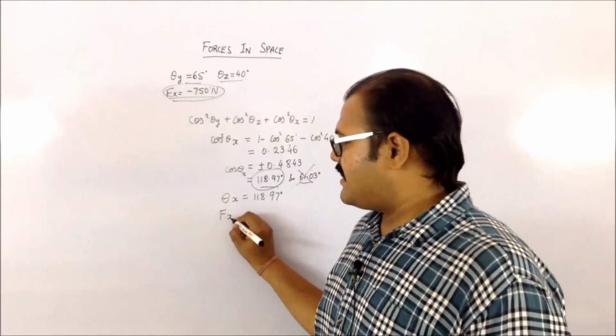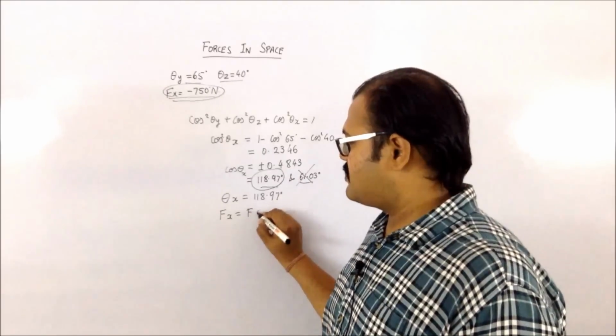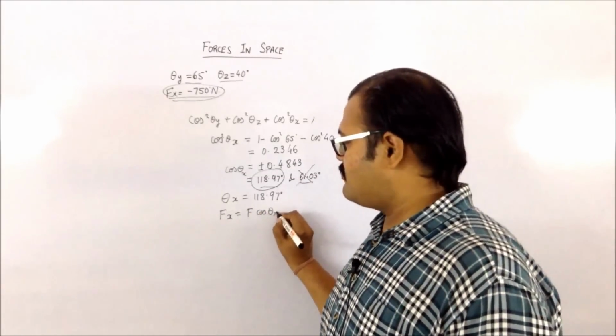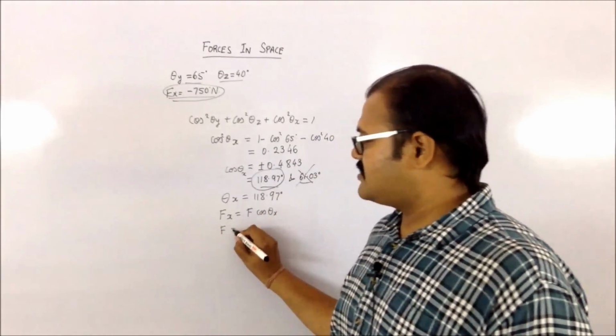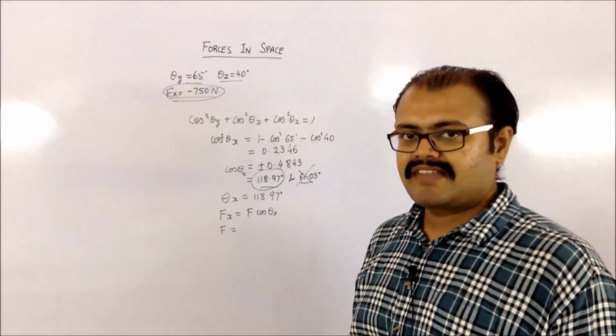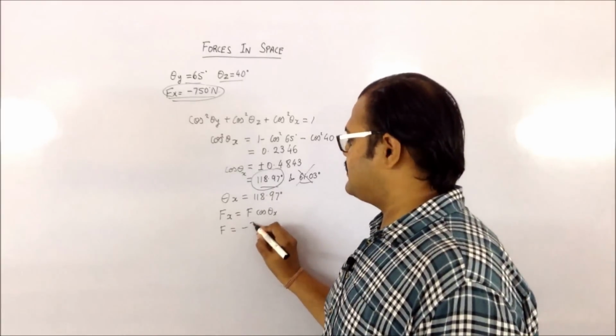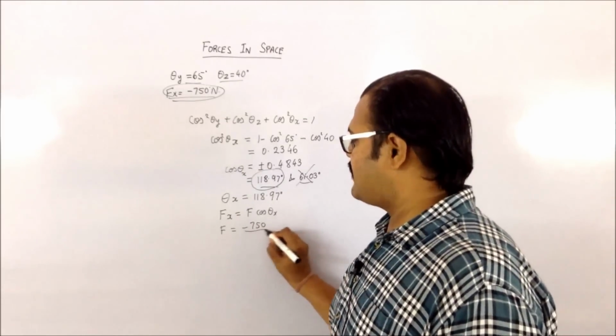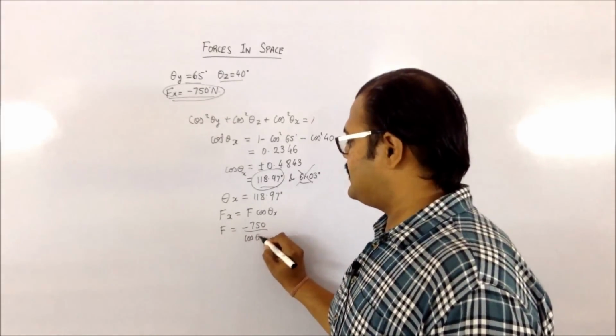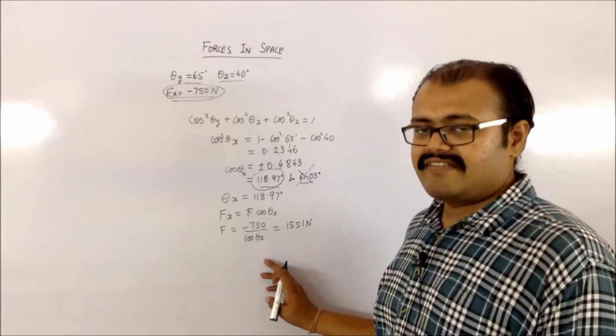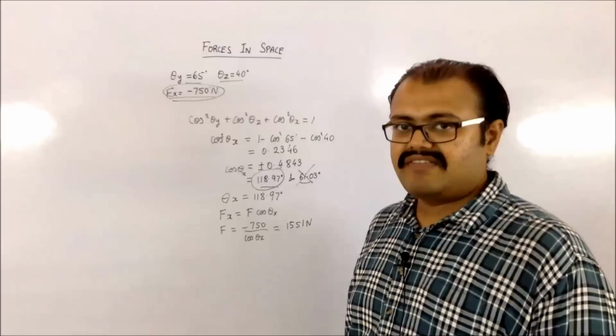Now if I want to find the magnitude, I can use this particular equation, that is Fx equals F cos theta x, from where I will be able to find the magnitude of the force. So my magnitude of the force will be Fx, which is minus 750, divided by cos theta x. From this you will get the value as 1551 Newton.